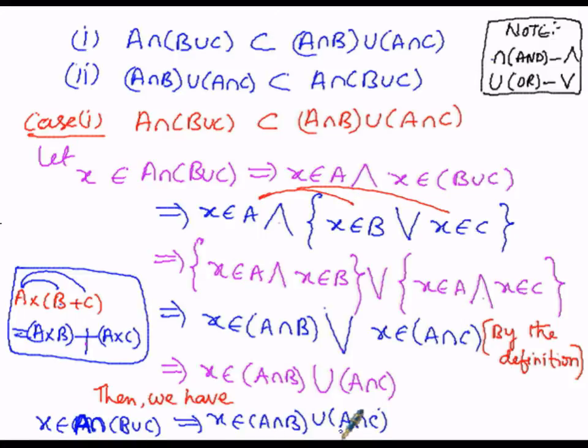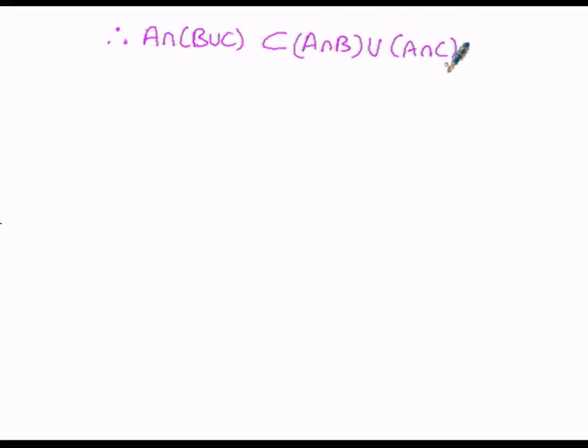Therefore we can write the left hand side as a subset of the right hand side, because the elements which are present in the LHS are also elements of the RHS. Therefore the LHS will be a subset of the RHS. So in this manner, we can write A intersection of B union C is a subset of A intersection B union A intersection C. In this manner we have proved the first condition.